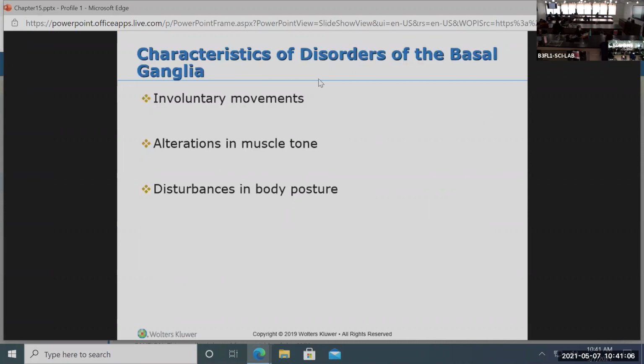Now, if the basal ganglia are affected, what happens? Involuntary movements become affected, alterations in muscle tone occur, and there is disturbance in body posture. All these features we see in patients with Parkinson's syndrome or Parkinson's disease.